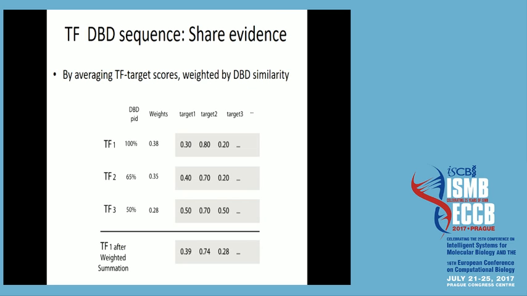The way we exploit this idea is we start with a score matrix whose rows are transcription factors, columns correspond to target genes, and entries reflect the likelihood that the transcription factor directly regulates the target gene. We then replace each row for a transcription factor by a weighted sum of other rows. And the weights are essentially the normalized percent identity between the DNA binding domains of the two rows. So here I've illustrated how that works for row 1 in this matrix.